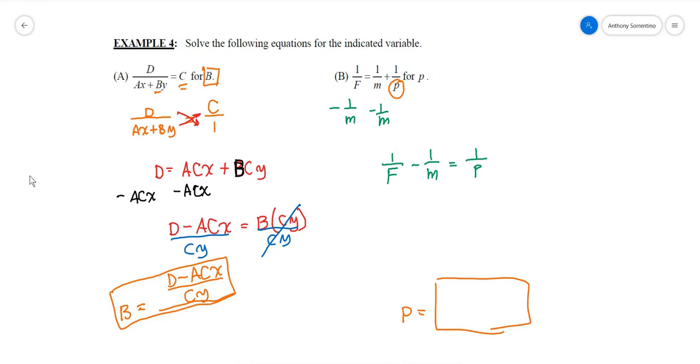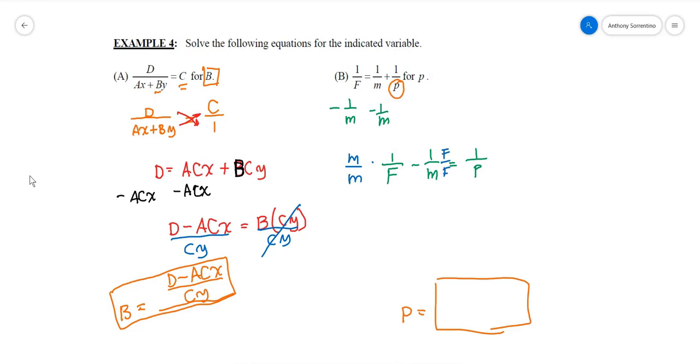When I have variables in the denominator, I try to do some sort of cross multiplication, which I can only do if I have a single fraction on both sides of the equal sign. I have that on the 1 over p side. I have two fractions being subtracted on the other side. So I've got to carry through the subtraction, which means I need to establish some common denominators. So I'm going to multiply this one by m over m, and this one by f over f.